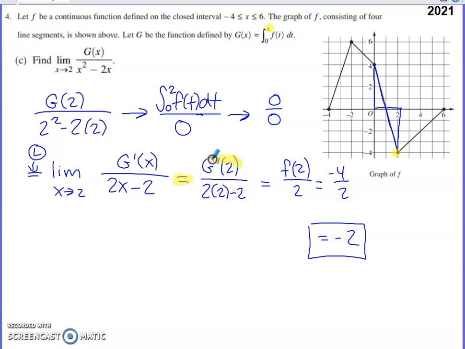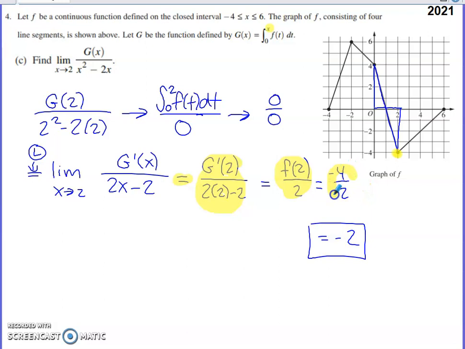This right here is not an acceptable way to leave your answer because it depends on g prime. Well, what's g prime equal to? Earlier in the problem, we established the fact that g prime was equal to f. So f of 2 and g prime of 2 are the same value. This also would not be an acceptable way to leave your answer because it depends on f. So what is f of 2? Well, f of 2 is just going to be the y value from this graph at 2, which is -4.